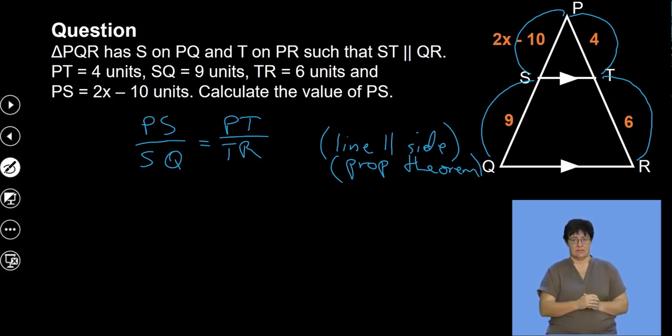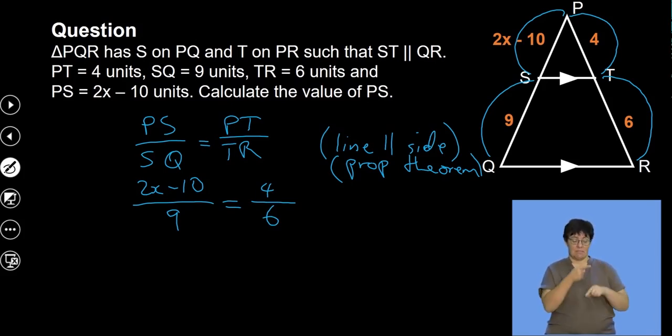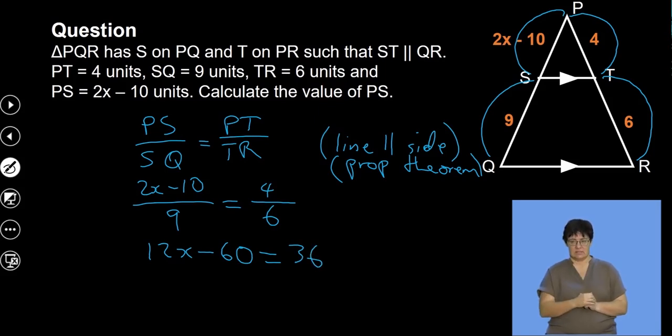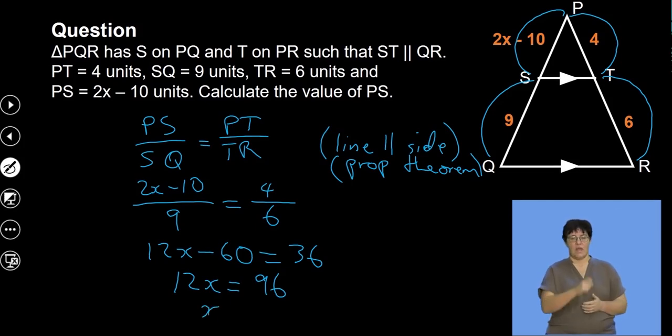So what do I know? I know PS was given to me as 2x minus 10 over my SQ, which was 9, equal to my PT, which was 4, over my TR, which was 6. Then you simplify this. I will have the 6 multiplied by the 2x there, which will give me 12x. The 6 multiplied by the 10 will give us minus 60. I'm already thinking about the answer there. And then the 9 multiplied by the 4 will give me 36. So this will be 12x is equal to, if I add the 60 on both sides, it will give me 96, right?